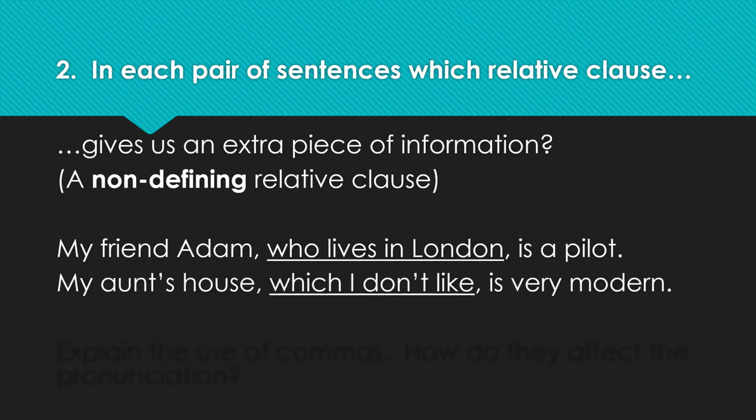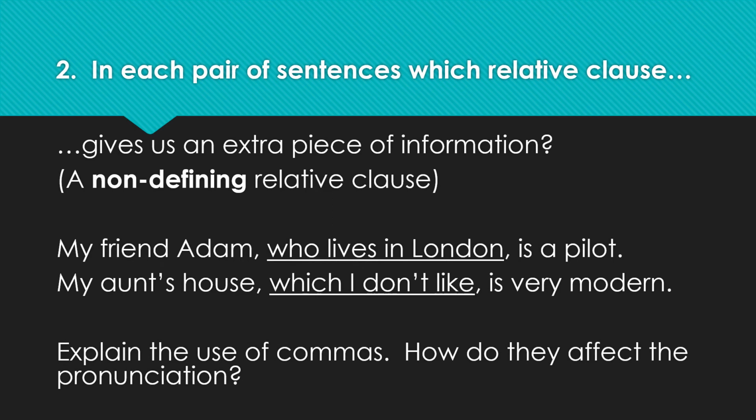My aunt's house, which I don't like, is very modern. Okay, again, we could just say, my aunt's house is very modern. But in the middle of this main clause, we are inserting this non-defining relative clause, which tells us extra information about the house, in this case, my personal opinion of it.